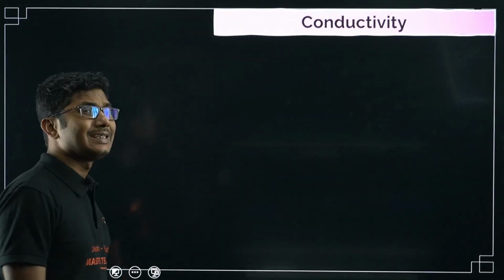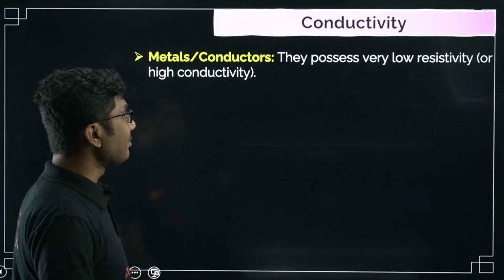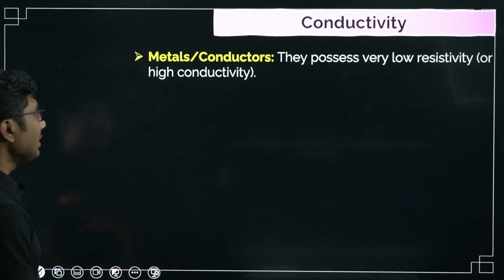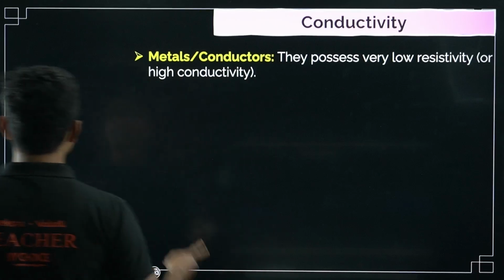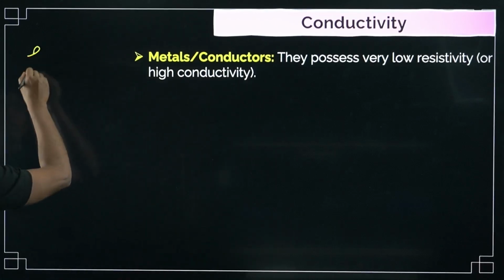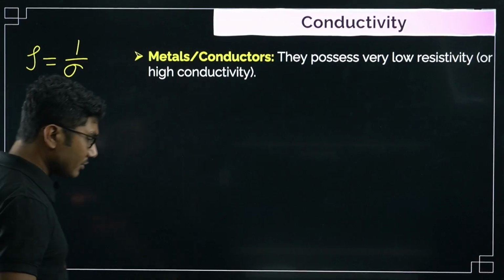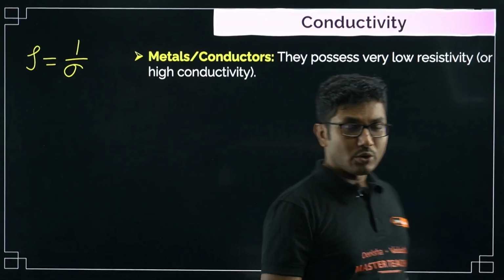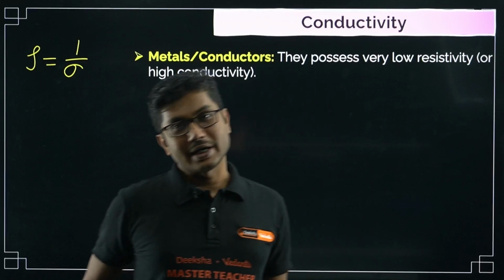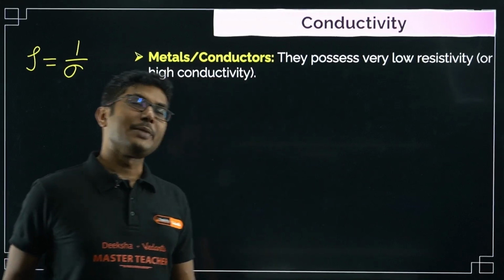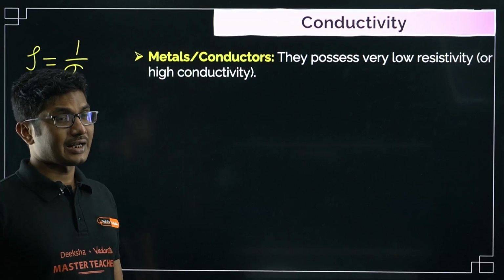So first is conductivity. Metals and conductors possess very low resistivity, or they are also considered high conductivity. Resistivity is given by rho and conductivity is basically the reciprocal of that. So if the conductivity is low, then resistivity is high. If resistivity is low, conductivity is high. For example, metals have very low resistivity but very high conductivity.